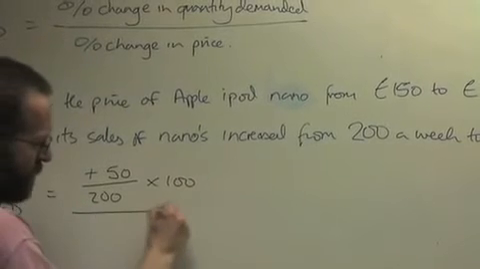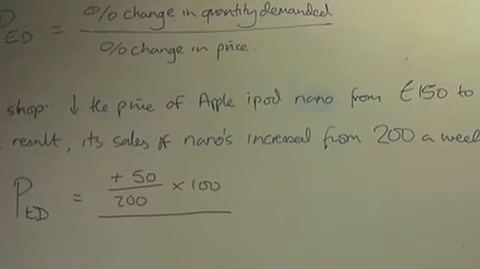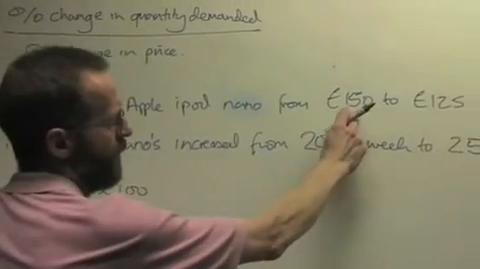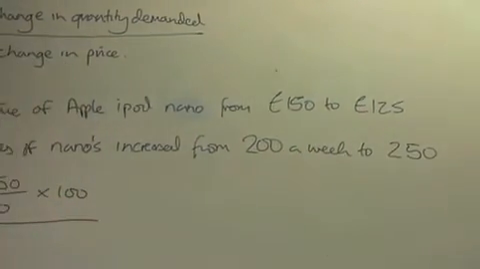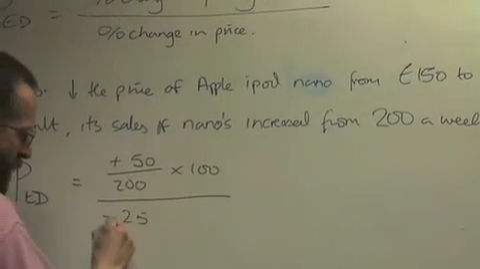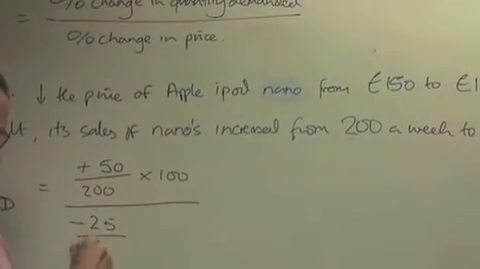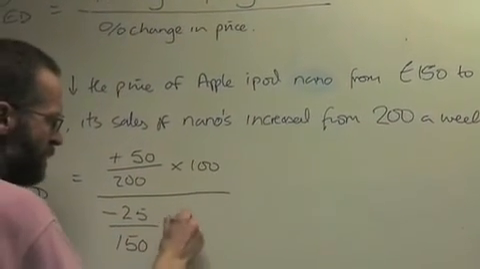On the bottom, you have percentage change in price. This time the price fell from 150 to 125. That is minus 25 over the original, which was your starting price, 150, multiplied by 100.